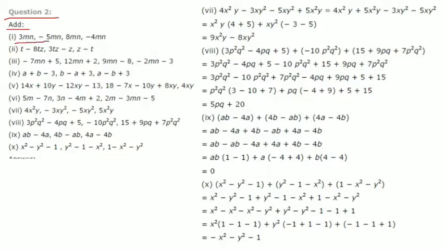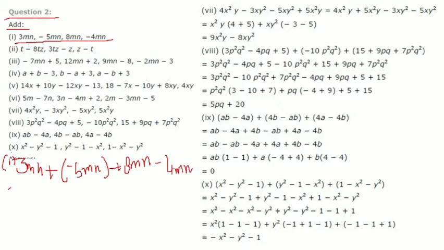The first one is 3mn, minus 5mn, then 8mn, then minus 4mn. Just to add up, put the plus sign. So the first one I am solving here. 3mn plus, but the next term is negative 5mn. Write it down. Then again plus 8mn. Then again minus 4mn. Now 3mn is positive, let it be like that. Plus and minus will give you minus 5mn. Then again plus 8mn, then minus 4mn.